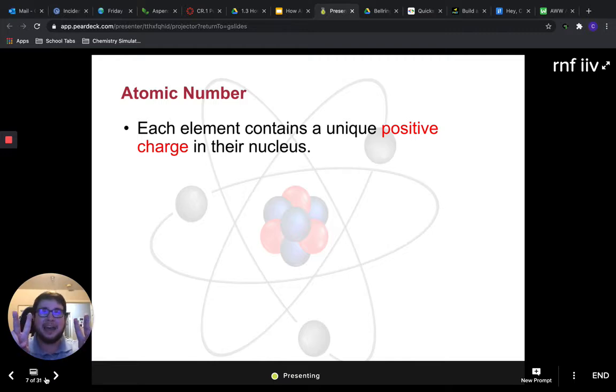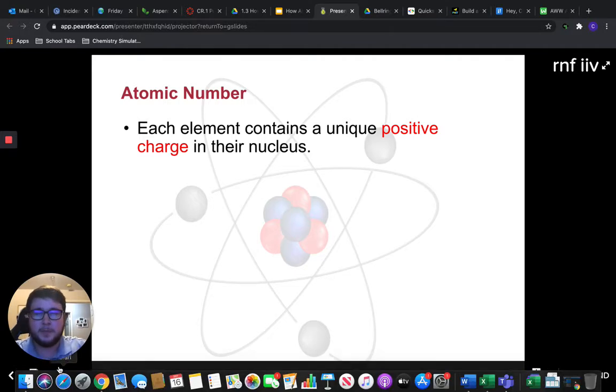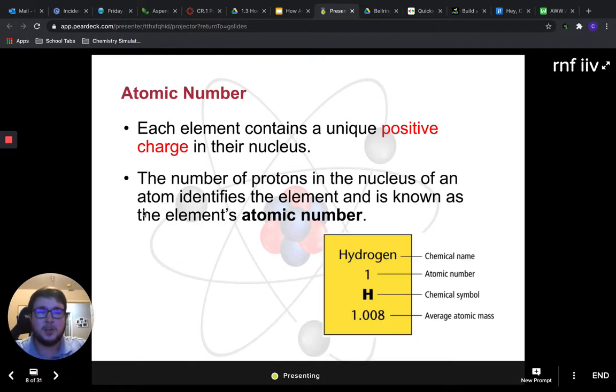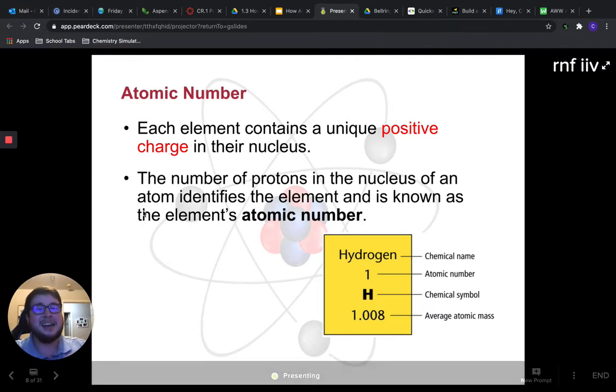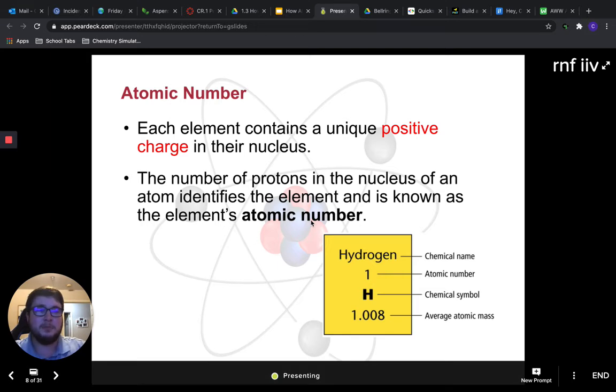If you have two atoms with the same number of protons in the nucleus, then those two atoms are of the same element. If I have two atoms with different numbers of protons inside the nucleus, then those two atoms represent different elements. Okay? Alright, so the number of protons in the nucleus of an atom identifies that element, and it's known as the atomic number. So here is an entry from the periodic table.